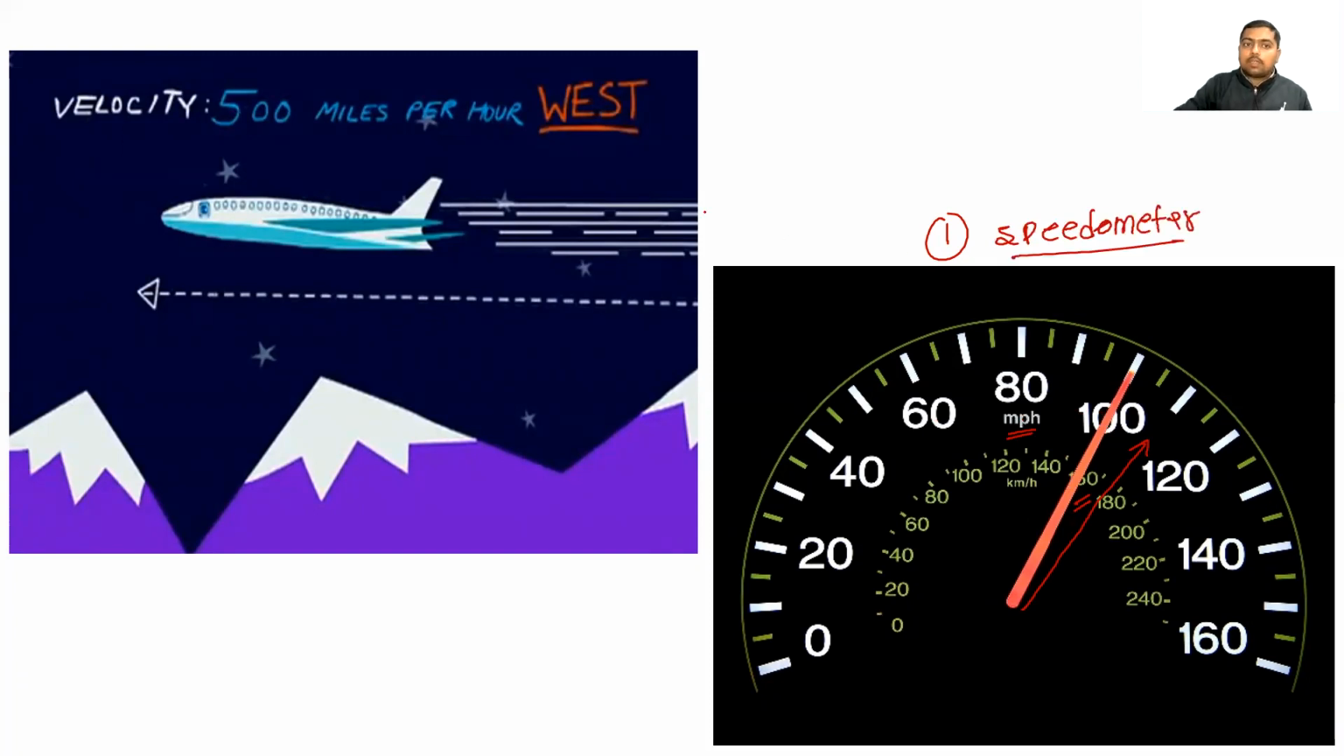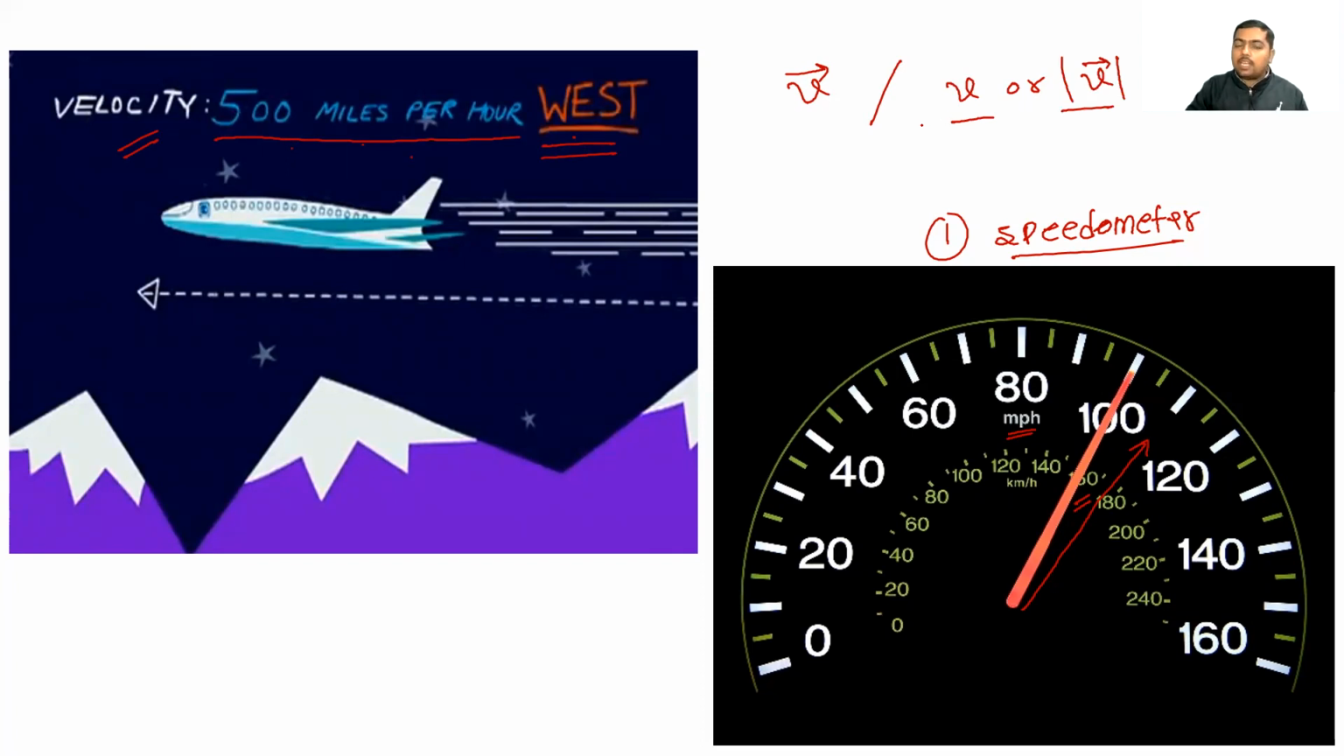But in the second photo, you can see velocity. Why? 500 miles per hour. It's a speed, but it adds west. It is a direction. When we have magnitude and direction both, then we call it velocity. Velocity can be represented by v vector, and speed is represented simply as v or as the mod of v vector.